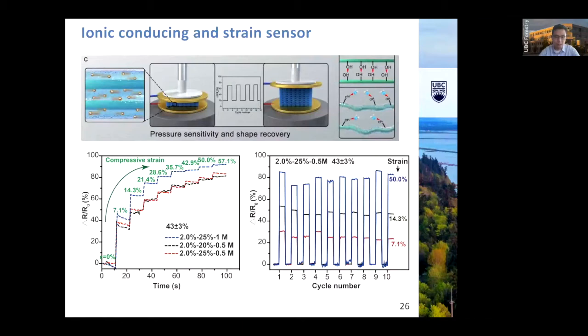So we have this home design of this instrument, and it shows that as we increase the strain, there is a difference in the resistance change, meaning it can serve as a stress sensor. Also, because it has very good shape recovery, after releasing the strain it can go back to the original state. So there's 7% strain, 14% strain, and 15% strain. In all cases, it can immediately recover to the original state, and you can do multiple cycles.